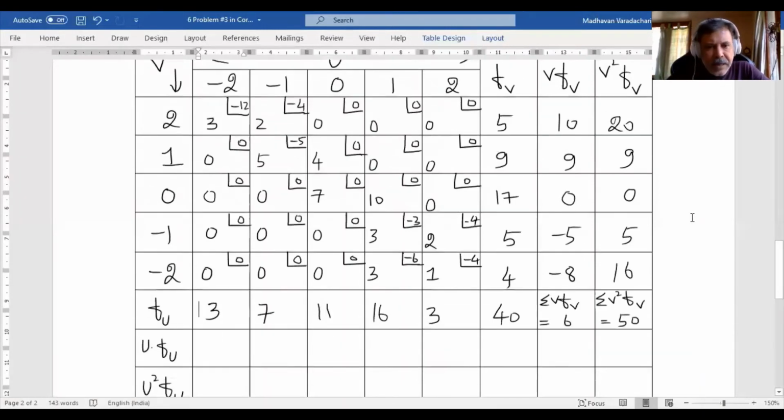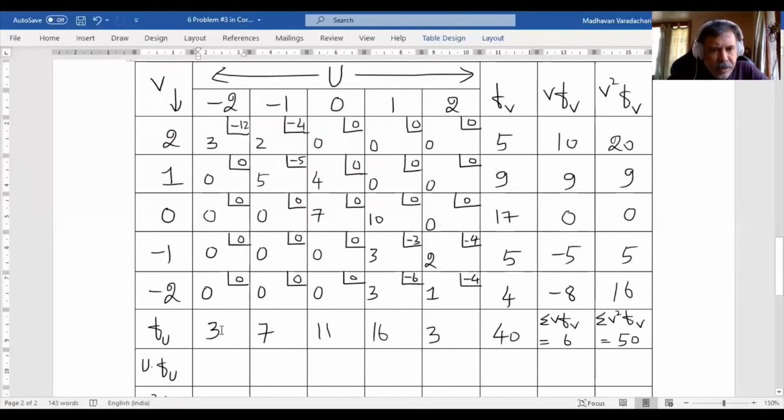Now, further here, let us do fu into u, means minus 2 into 3, minus 6. Minus 1 into 7, minus 7. 0 into 11, 0. 1 into 16, 16. 2 into 3, 6. So here, let us calculate summation u into fu. How much? Means 6 and minus 6 gets cancelled. 16 minus 7 becomes 9. So this result will be 9.